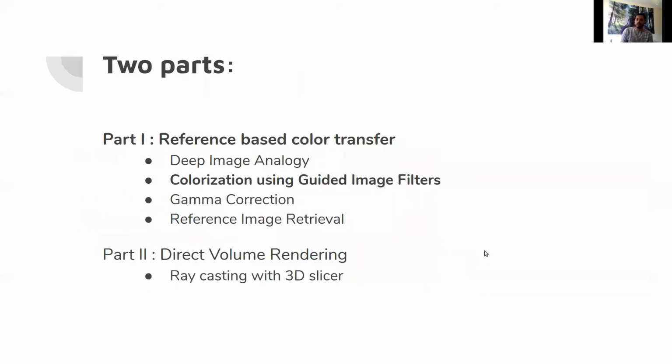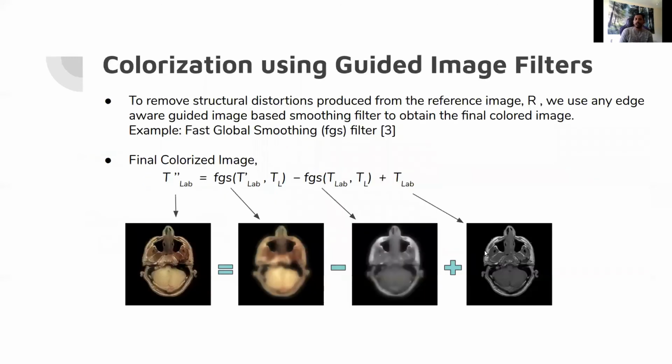So now we will move on to colorization with guided image filters. As I said, the goal here was to only preserve the color and disregard the other visual attributes. To achieve our goal, we had to perform some cross-processing with edge-aware guided image filters to obtain the final color image. Guided image filters are basically edge-aware smoothing filters, which preserve the edges but smooth out flat regions in an image. One such example of a guided image filter is the fast global smoothing filter.